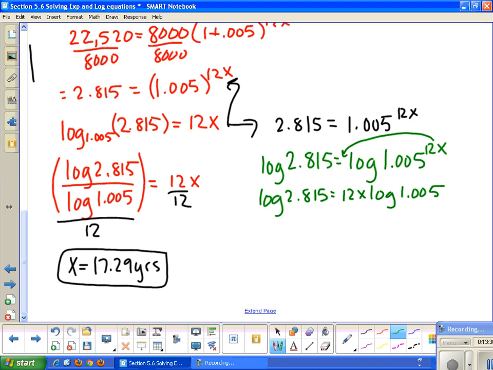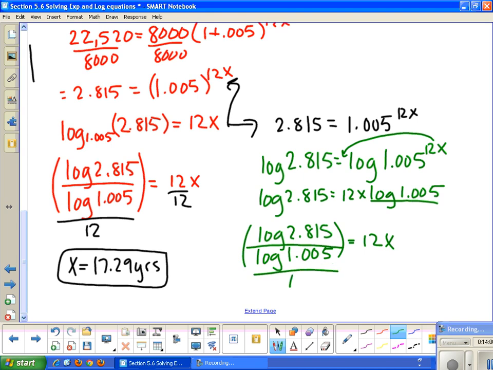And then notice that I have all of this being multiplied by the x, so that means I'm going to divide by that. So I have the log of 2.815 divided by the log of 1.005. And then notice that's the same thing we had over here. All I need to do last is divide by 12. So then I would take this whole answer and divide it by 12, and I would get the same solution. So those are two different ways of solving the same problem.